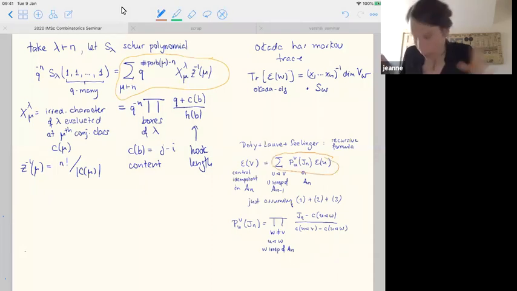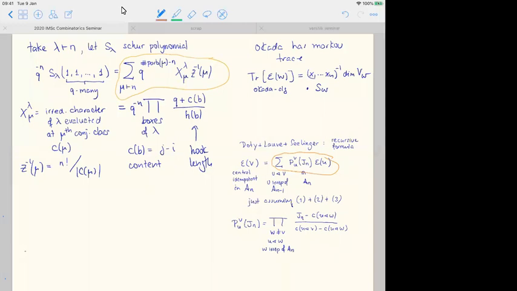Okay, I don't have an answer to this yet, but this is one approach I'm following in trying to isolate what should be Jucys-Murphy elements. So I think maybe I'll stop there, but I can try to explain whatever, if anybody has any questions.